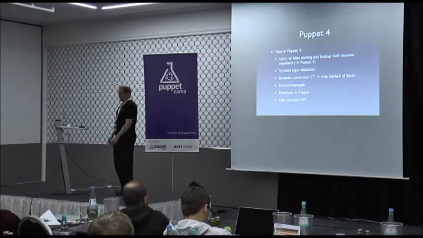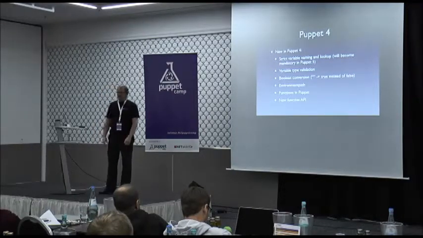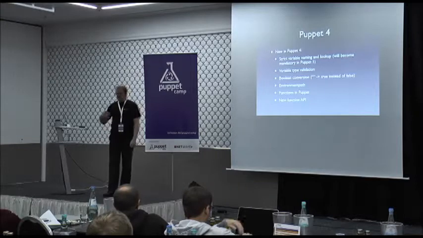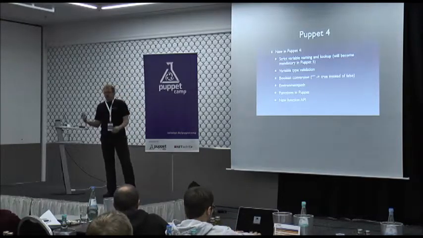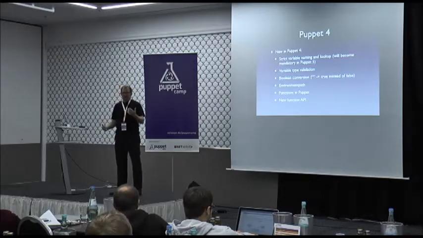Another thing they're bringing with Puppet version 4 is a fully typed system. So Ruby itself, it's only strings. And within Puppet, you also had variables. Some were bool, some were string, some were array, some were hash.